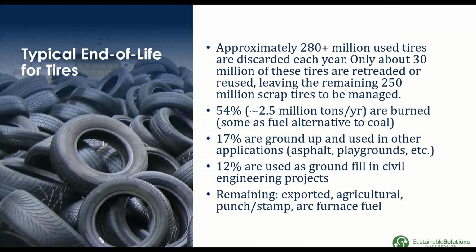So now let's talk about end of life, and then we're going to go into questions. So typical end of life, about 280 million tires are discarded every year in the United States. Only 30 million of those tires are retreaded or reused. That leaves about 250 million that go to waste. That's unbelievable. Working at EPA for 10 years as a waste minimization national expert, I saw this as a huge problem. 54% are burned for fuel. Some are ground up. So we have to think about, what can we do different at the end of life of a tire?